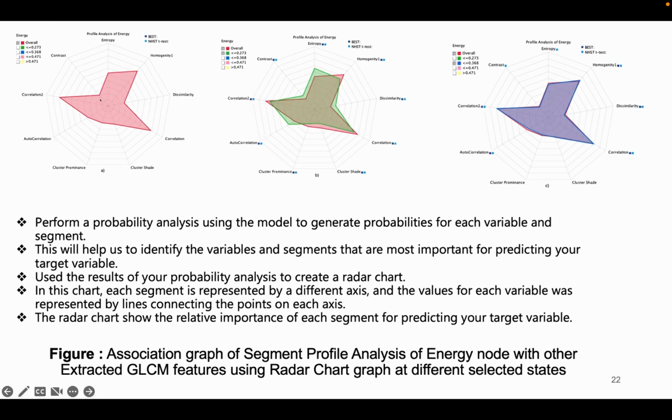The greater the polygon, the more importance it reflects. So in this case, we performed a statistical analysis using the best NSTS test for each extracted GLCM based feature. Here you can see the original overall. This represents the state less than or equal to 0.273. This represents the state less than or equal to 0.368. And similarly, the other slides reflect the other states.